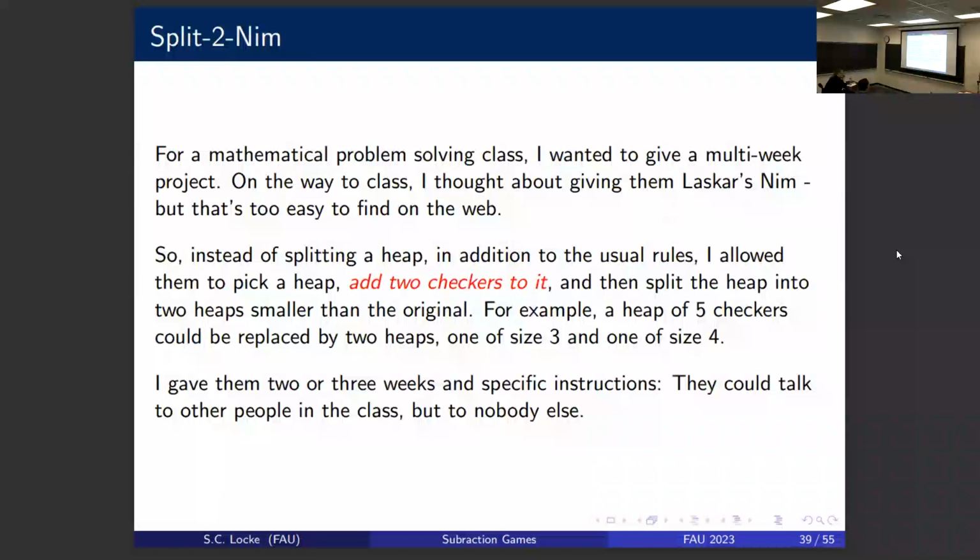Okay. Here's another one. This was for a mathematical problem solving class, which is the MAT 4937 for those of you here. I wanted to give them a project which would take 2 or 3 weeks. And as I was walking to class, I do things at the last minute, right? I'm walking to class, I'm saying, what project shall I give? And I thought, well, I can give them last year's NIM, but the web's here. If I had done this 30 years back, they wouldn't be able to look on the web and find out how to do it, right? Now they just look on the web and boom, they got the answers. It's no fun.